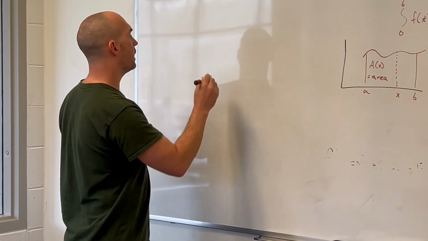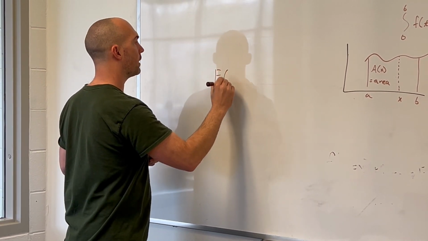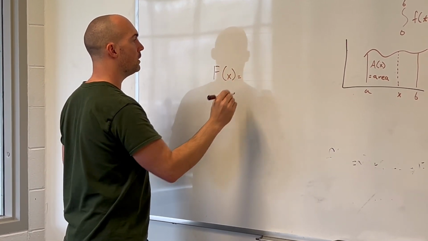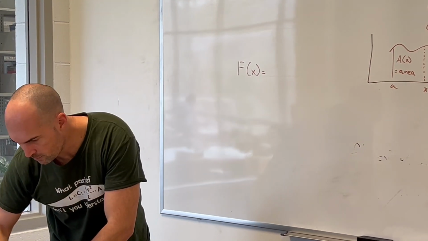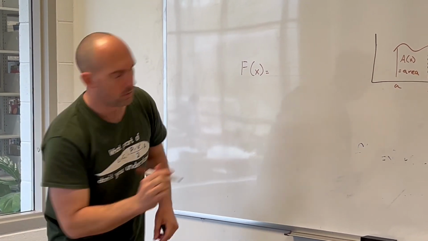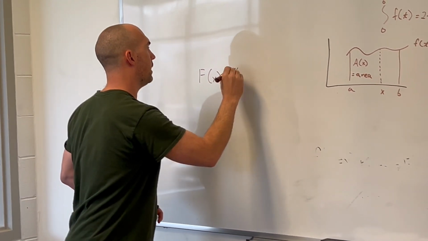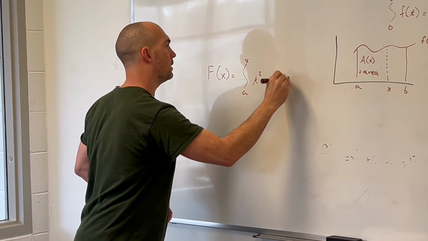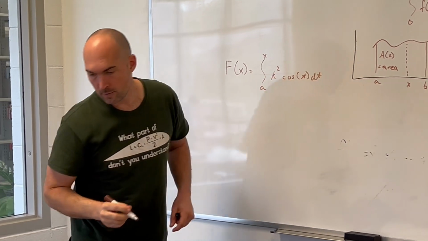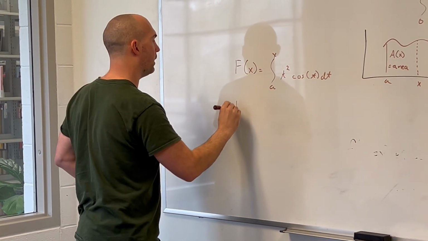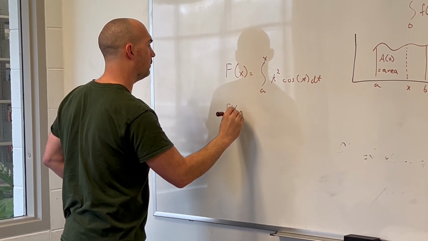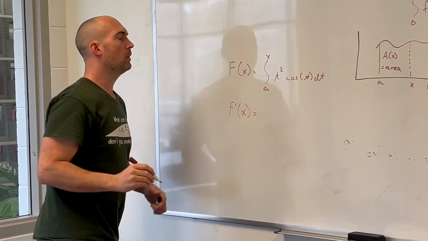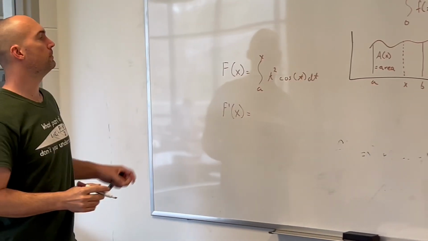They're going to say things like, if f of x is equal to, write this down, make sure we're talking about the integral from a to x of t squared cosine t dt, they're going to say find f prime of x. Okay, and you're going to go, what?